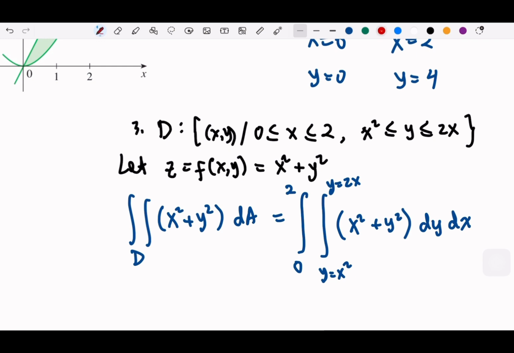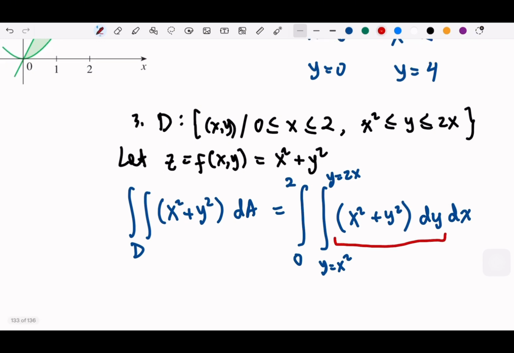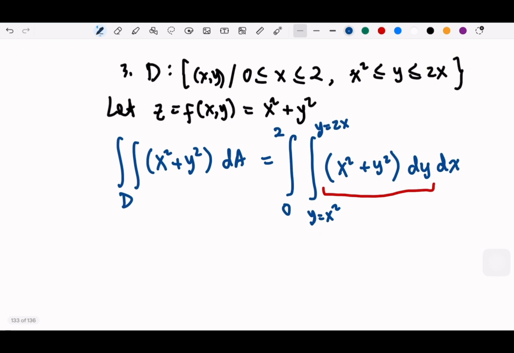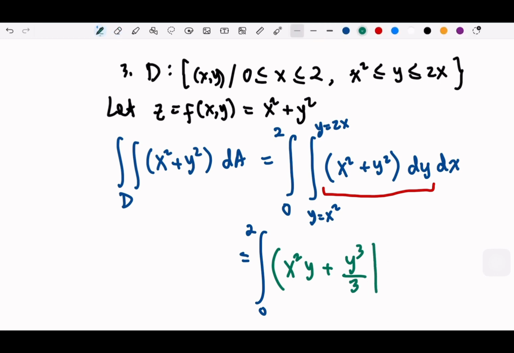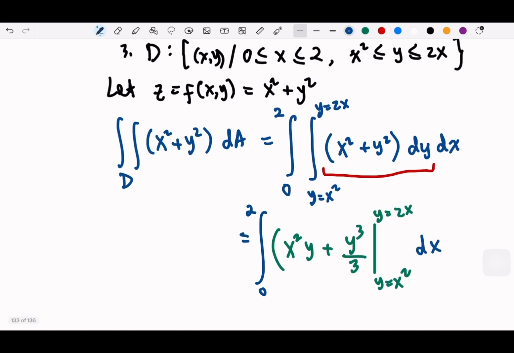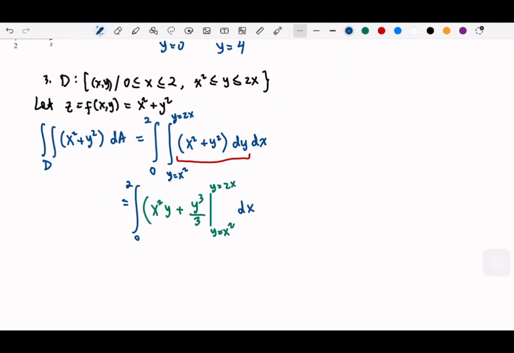Okay, we can start taking the integral that is on dy. So we can write the outside as it is. Let me change the color. This will be x squared y plus y cubed over 3. And let me write, input y equal x squared, y equal to x. And then we still have the x. And then let's input this too.